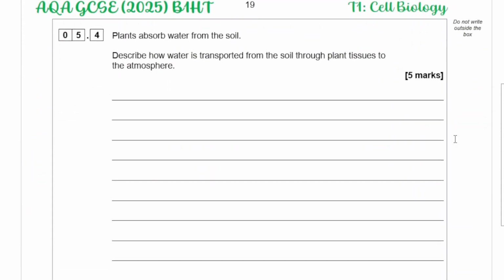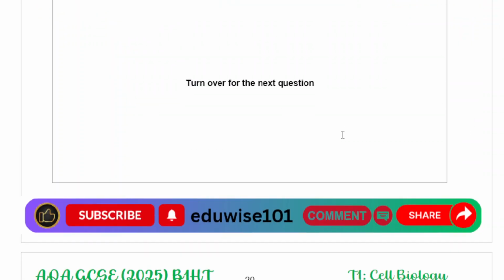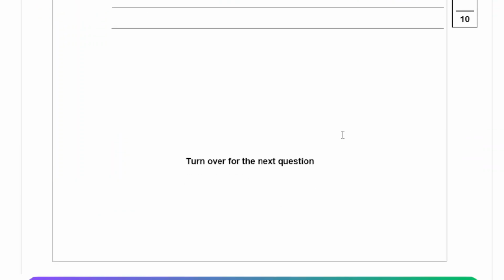Plants absorb water from the soil. Describe how water is transported from the soil through the plant tissues to the atmosphere. So how does a plant actually absorb water? So let me use this space at the bottom here. So let's say that's my soil layer, and this is my plant.